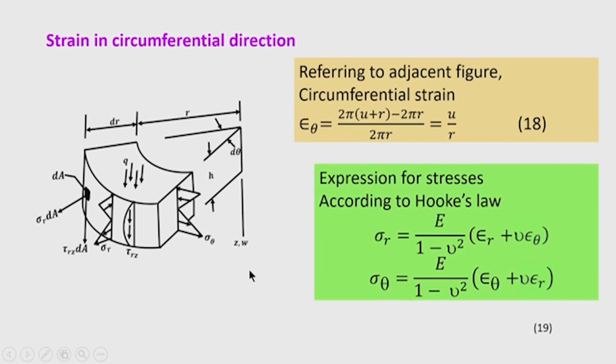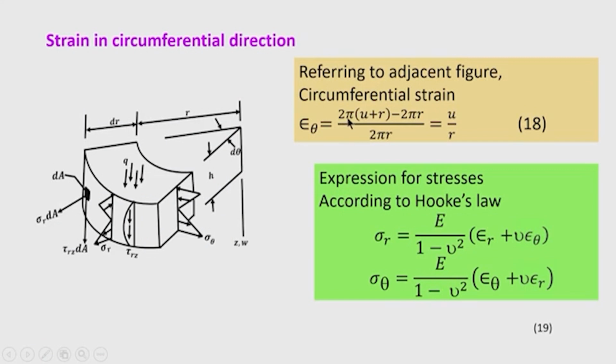Strain in the circumferential direction can now be obtained like this. Because of displacement u in the radial direction, the radius changes from originally r to now u plus r. So, the change of the circumferential length will be 2 pi (u plus r) minus 2 pi r. Change in length divided by the original length will give you the strain in the circumferential direction. So, you can see from this quantity that the strain in the circumferential direction is nothing but u by r.